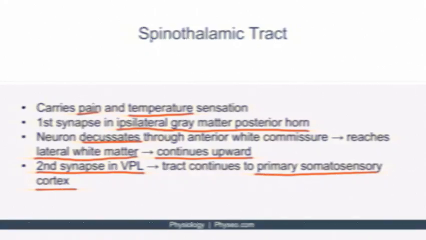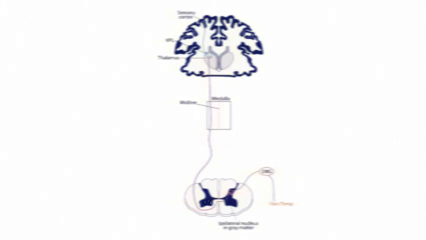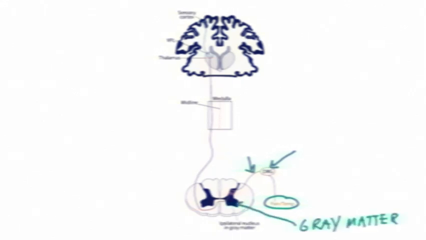So let's draw this out. So this is figure 8.14 from your text. Pain and temperature sensation enter through the dorsal root. Again, the cell body for this first neuron lies within the dorsal root, hence the name dorsal root ganglion. And the first neuron then enters the posterior horn of the gray matter. And again, the gray matter is this dark blue, and the synapse occurs right here in the posterior horn.